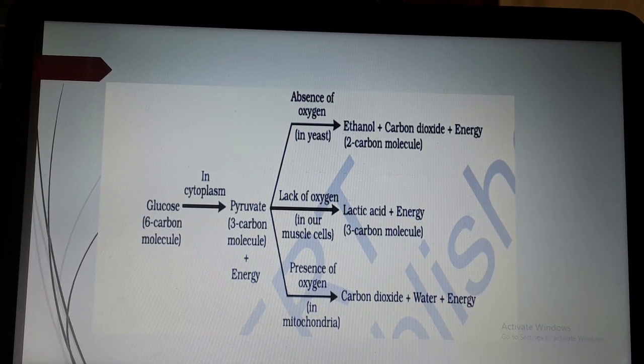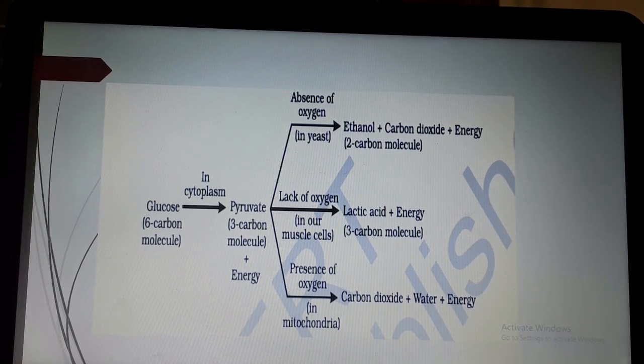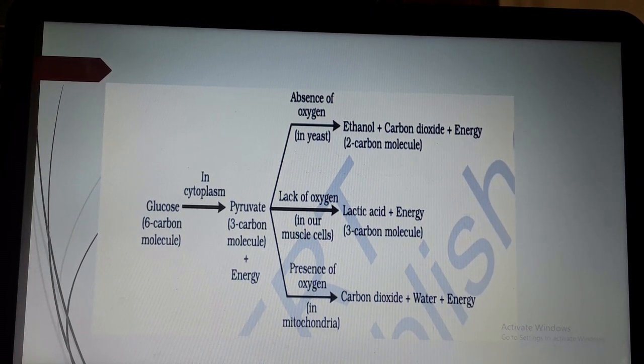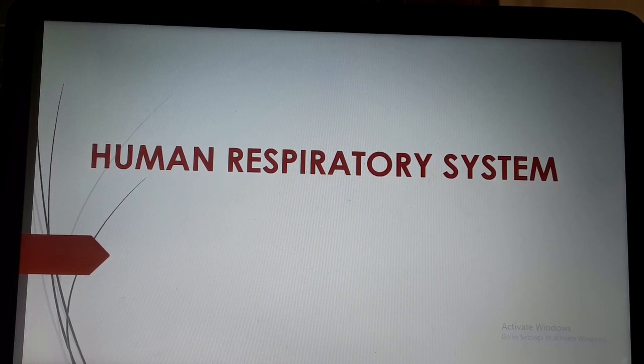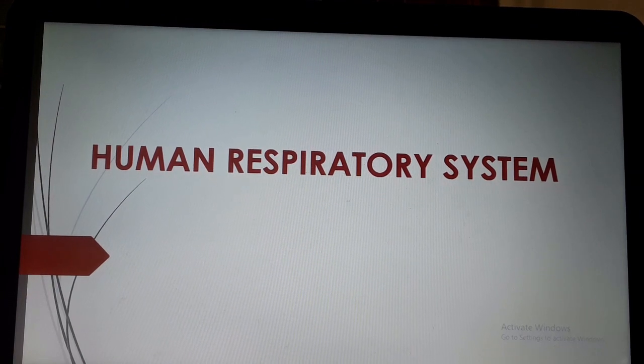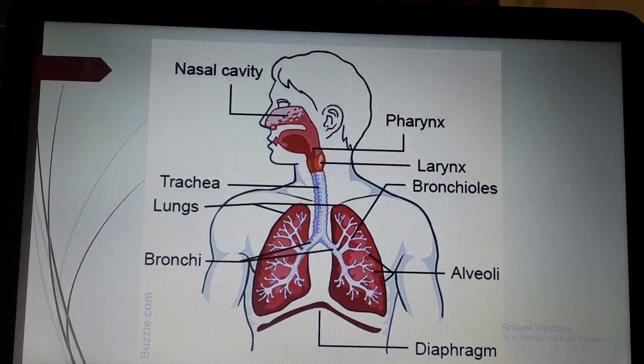Glucose to pyruvate, then these three kinds of pathways we are getting according to the cell structure. Now we will focus on the respiratory pathway in humans, what happens here. In mitochondria, in the presence of oxygen, CO2, water, and energy are generated. Now let's have a look at our respiratory system, how it functions. Okay, I will first describe the main parts.